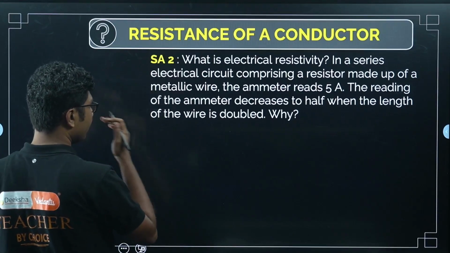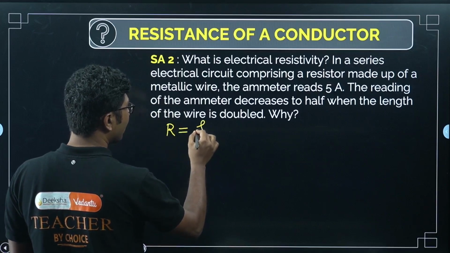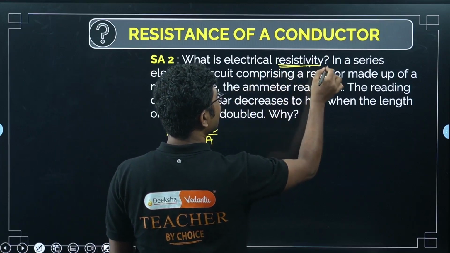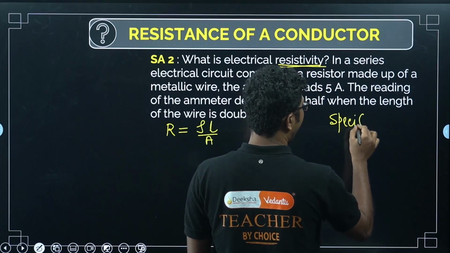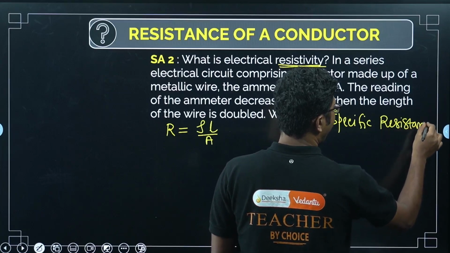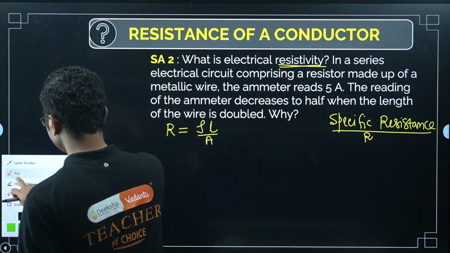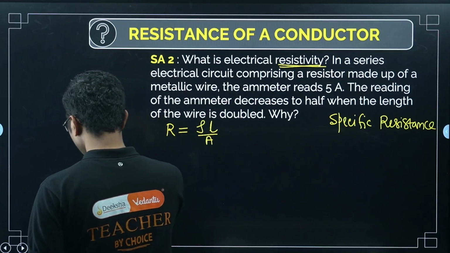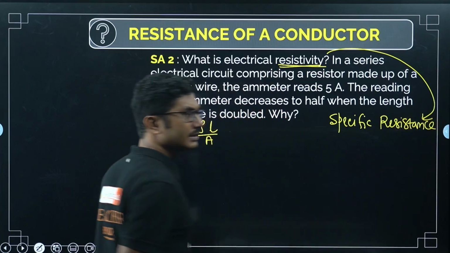To define electrical resistivity, it is basically a constant: R is equal to rho L by A. Now remember that resistivity is sometimes called specific resistance. It is another term for resistivity. Some students sometimes get confused. What is specific resistance? It is nothing but resistivity. You need to remember this: resistivity and specific resistance are the same.